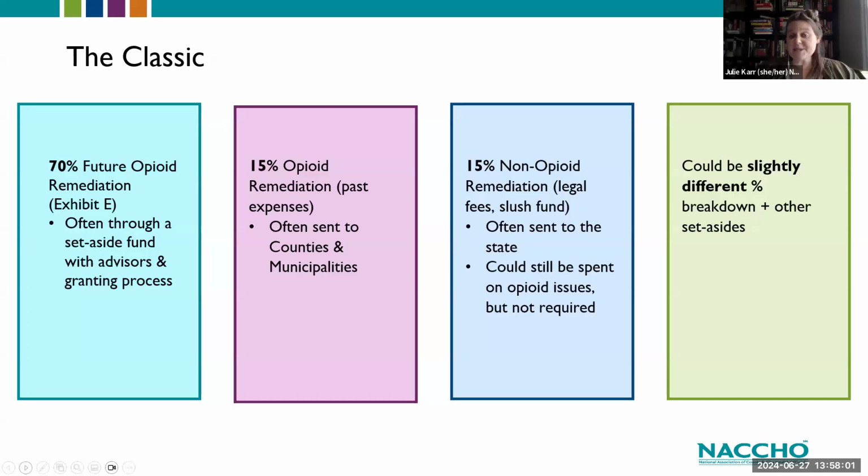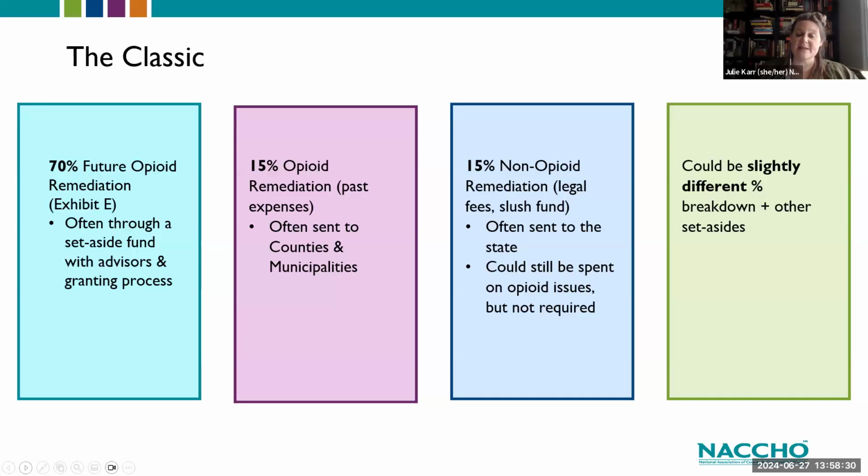So in many states, the way that they're doing this is at 70%, it goes towards that future opioid remediation. This is often a set aside fund that can be done with advisors. There can be a granting process, which y'all have been talking a lot about, those grants. Opioid remediation, 15% of that to be set aside for that. This is often sent to counties and municipalities. And then 15% for the non-opioid remediation.